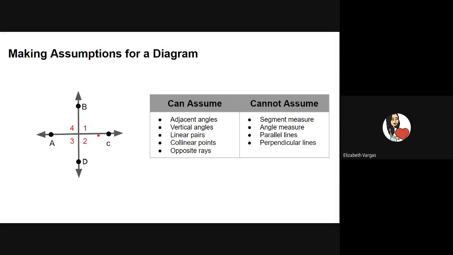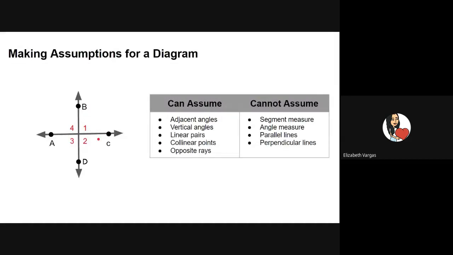Things we can't assume: segment measures. So we can't assume how long this line is without being told exactly how long it is. We can't assume angle measures. So we can't assume that this is 90 degrees. This could be 91 degrees, or it could be 89 degrees. We can't assume that unless we're given a symbol at the right angle to tell us that it's 90 degrees.